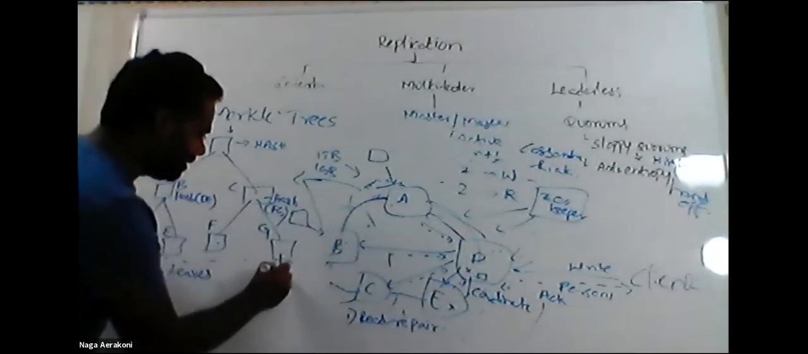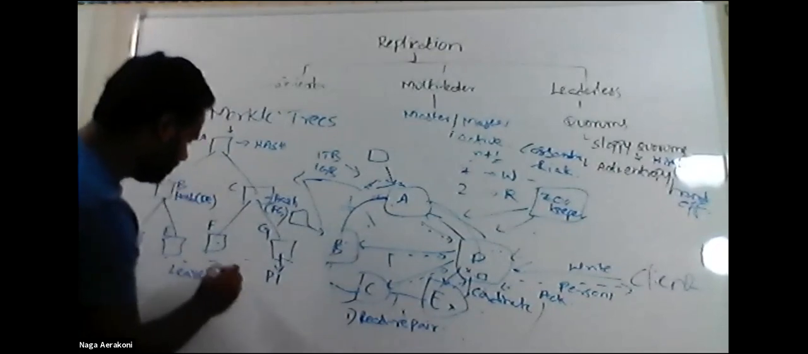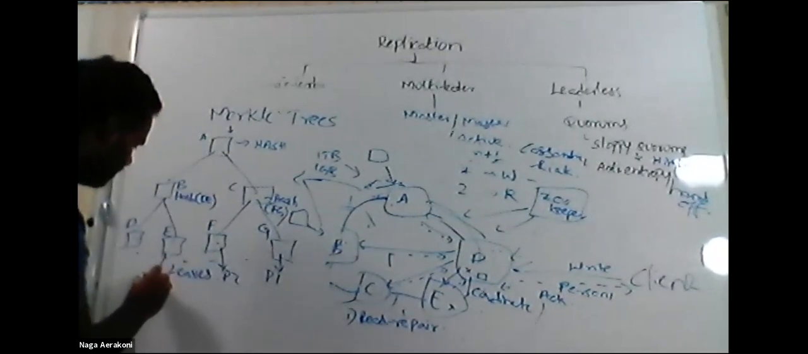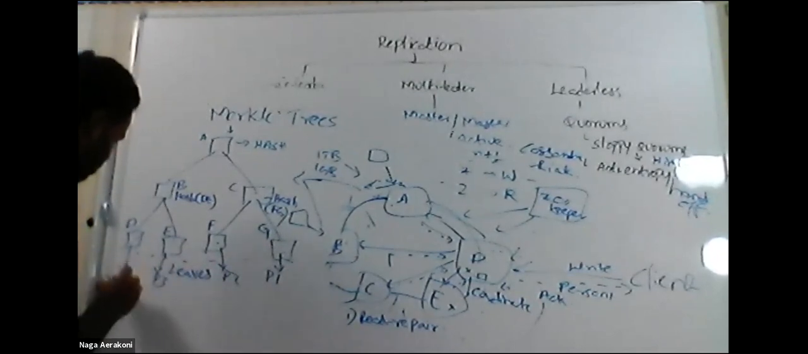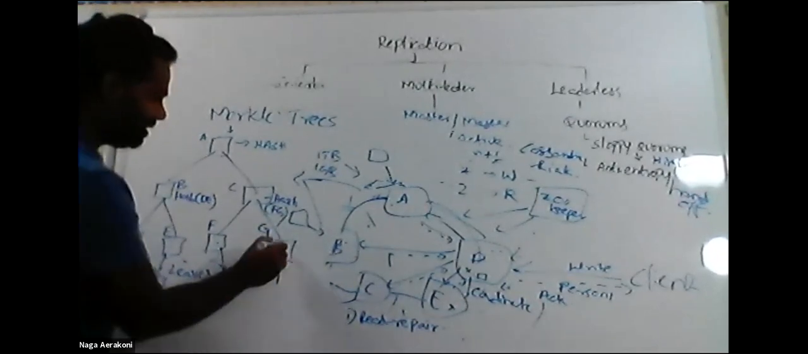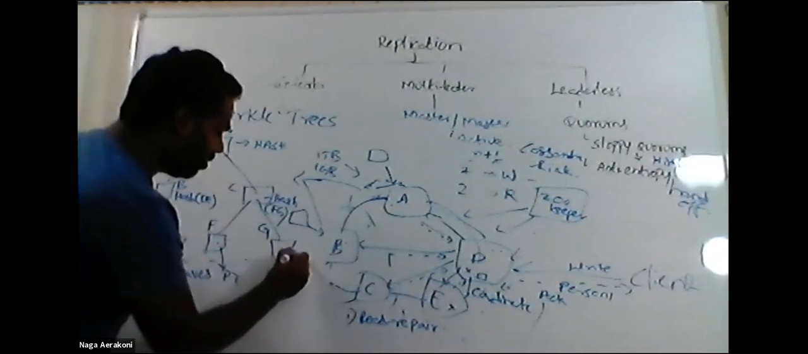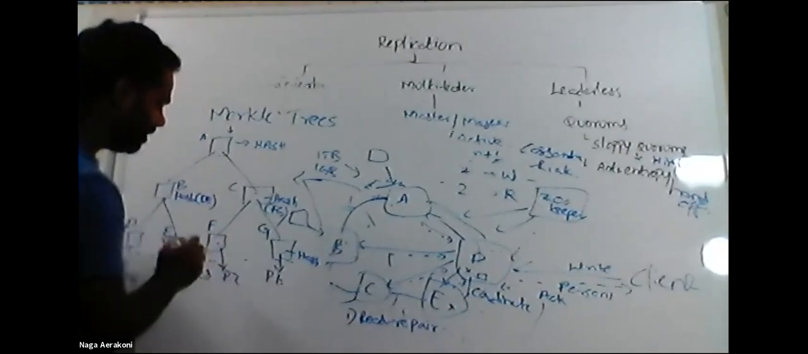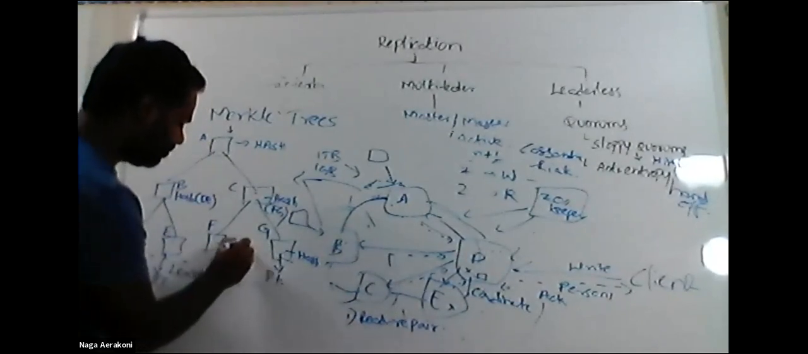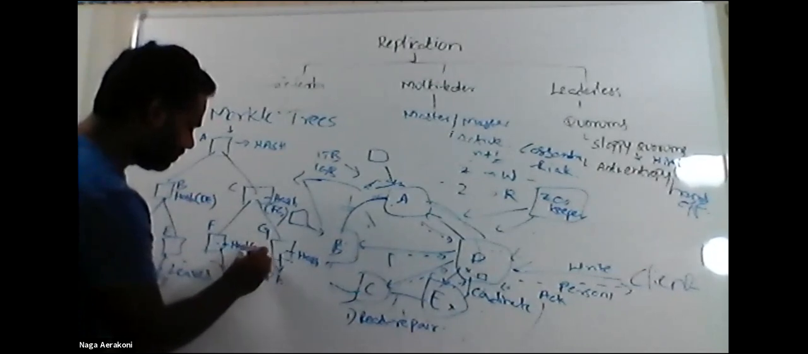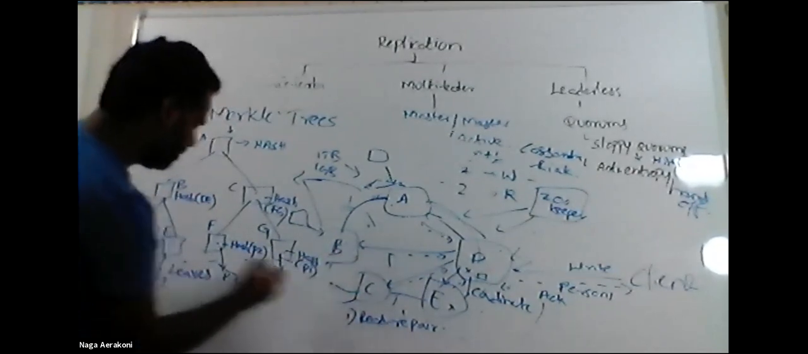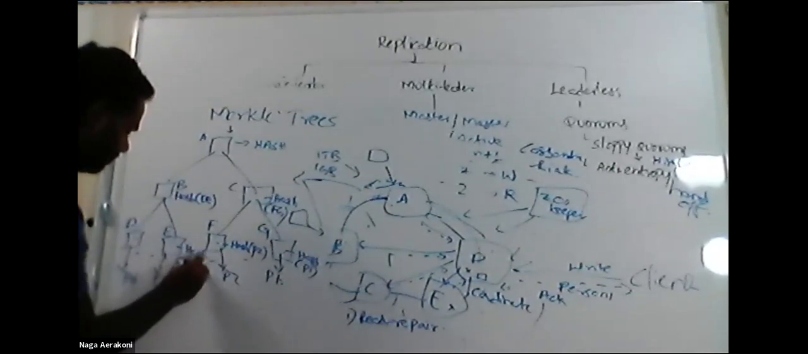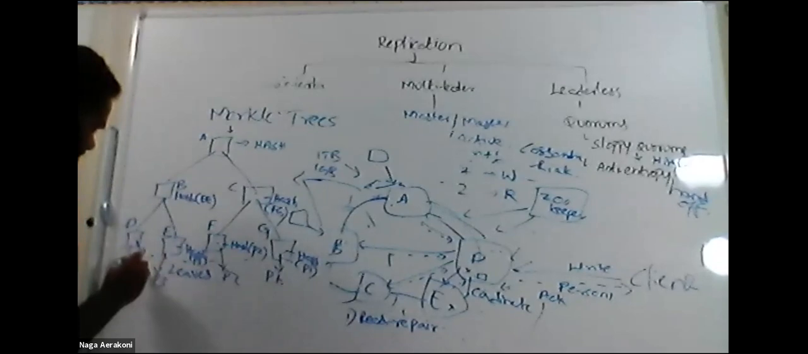So let's say this is the record of person 1, this is the record of person 2, this points to the record of P3, and this points to the record of P4. So these leaves will actually have the hash value of those records, like person 1. So this will have the hash of P2. This will have the hash of P1. This will have the hash of P3. This will have the hash of P4.